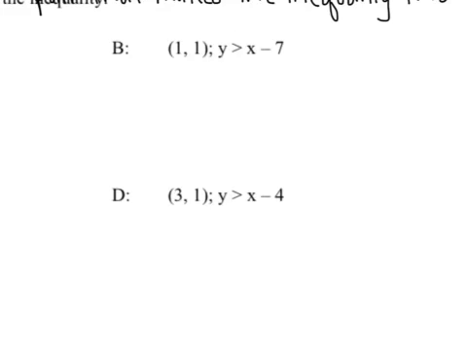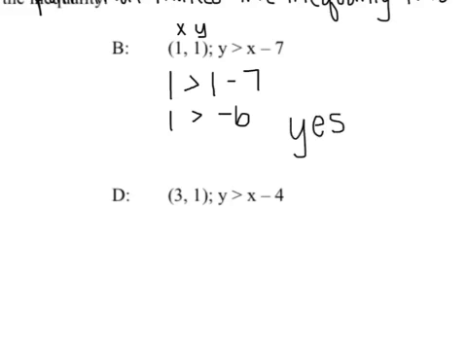Let's go over and look at B. So B is 1, comma 1. So our x is 1 and our y is 1. So plug them in. So y, we have 1, is greater than x, which is 1 minus 7. So we have 1 is greater than negative 6. Is that true? Well, yes, it is true. 1 is greater than negative 6, so yes, that is a solution to this ordered pair. Go ahead and pause the video and try letters C and D.